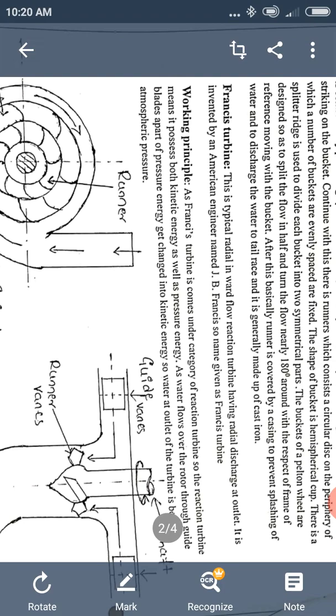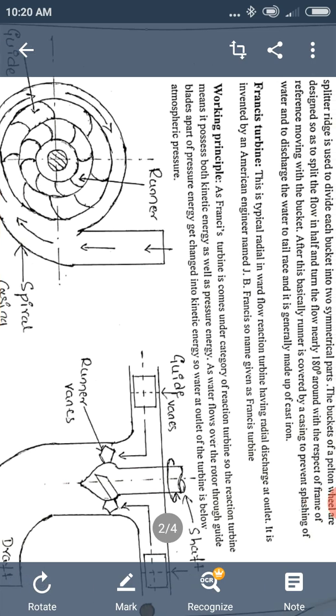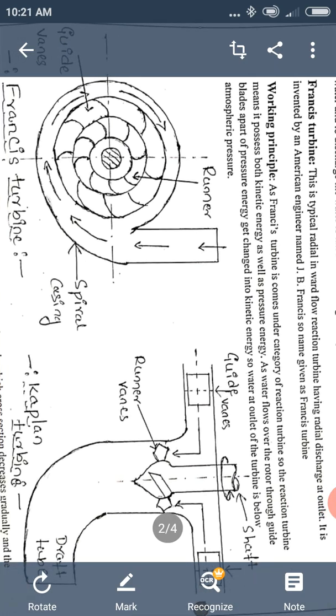As the water flows over the rotor through the guide blades, the pressure energy gets changed into kinetic energy, so the water at the outlet of the turbine is below atmospheric pressure. Here is the sketch given, with a runner and the guide blades, and we have the casing there. The casing will be spherical or spiral, where the cross-section area goes on decreasing toward the exit.